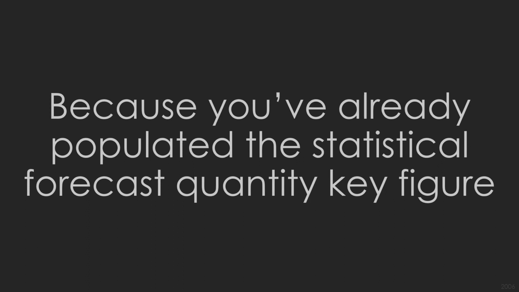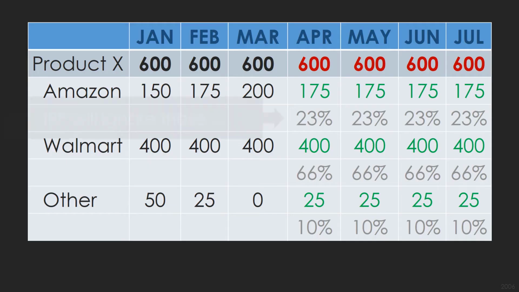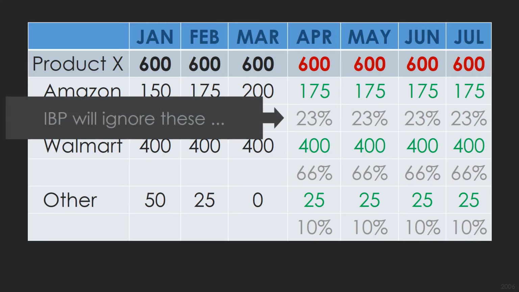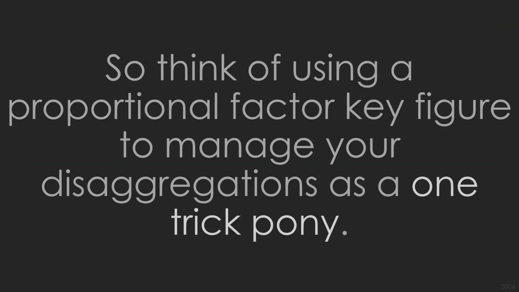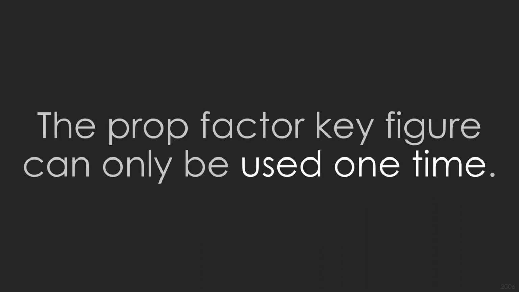But it doesn't matter, because you've already populated the statistical forecast quantity key figure. IBP will ignore these and use these. So think of using a proportional factor key figure to manage your disaggregation as a one-trick pony. The prop factor key figure can only be used one time.